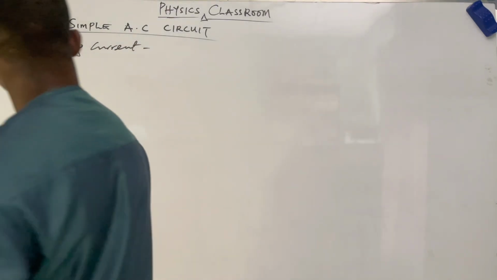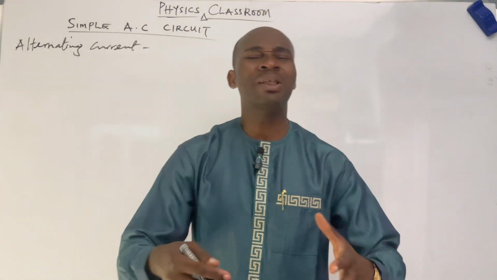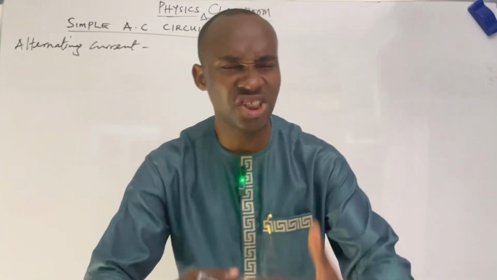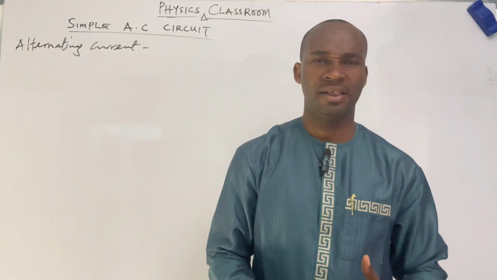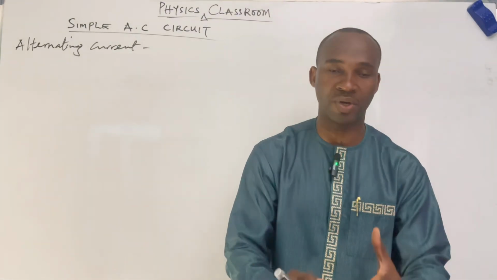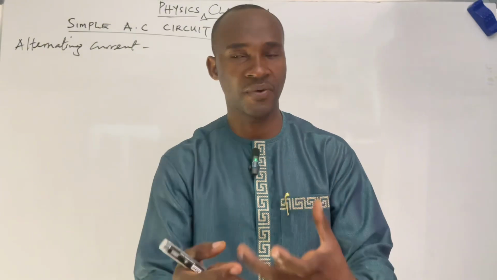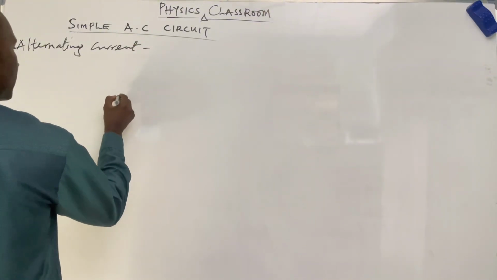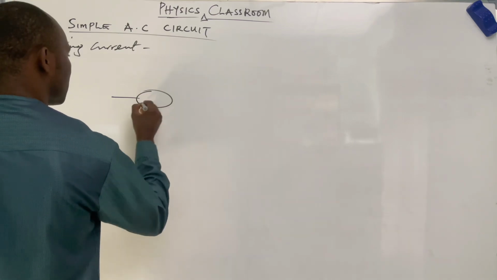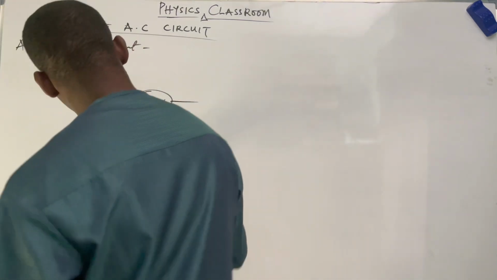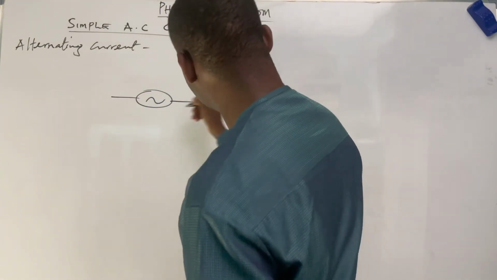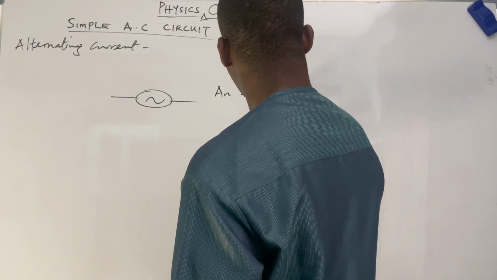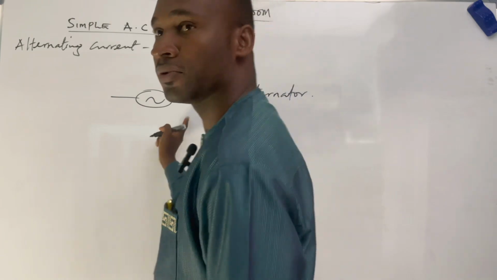What is an alternating current? An alternating current is the one in which the current changes periodically. That is, with periodic frequency. And the symbol that represents alternating current is this. We can as well refer to this symbol as an alternator. Please take note.